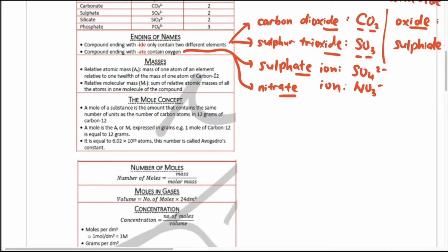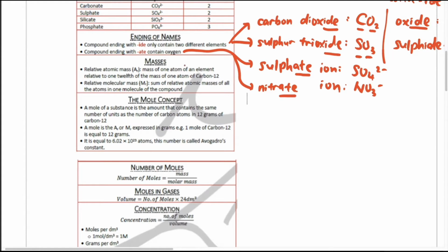So this is the definition for relative atomic mass. It's the mass of one atom, which is not in kg, but it is relative to 1/12 of the mass of one atom of carbon-12. So they compare with carbon-12. But it is not comparing straight away. It's compared to 1/12 of the mass of carbon-12. Okay, so that's the definition.